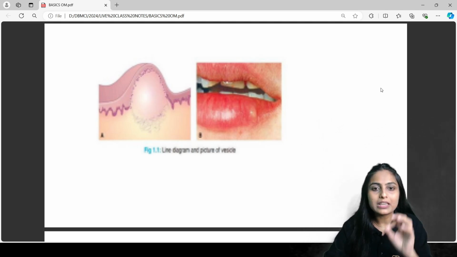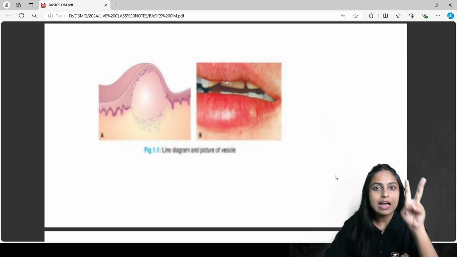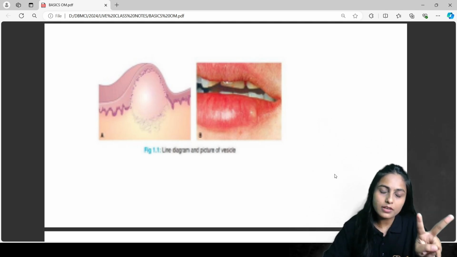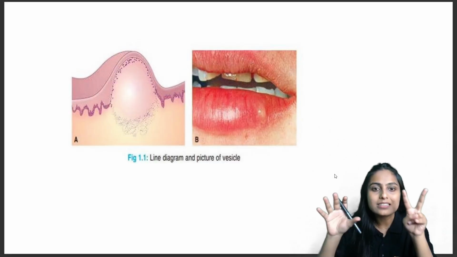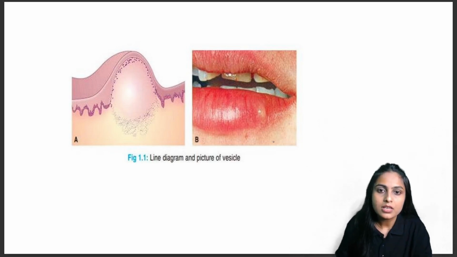Now, the first primary lesion that we have is a vesicle. Vesicle and bulla, you need to understand the difference between the two. Vesicle is a fluid filled blister. Bulla is a fluid filled blister. What is the difference? There's just a size difference.